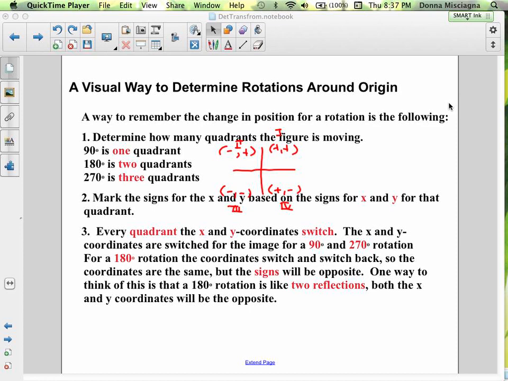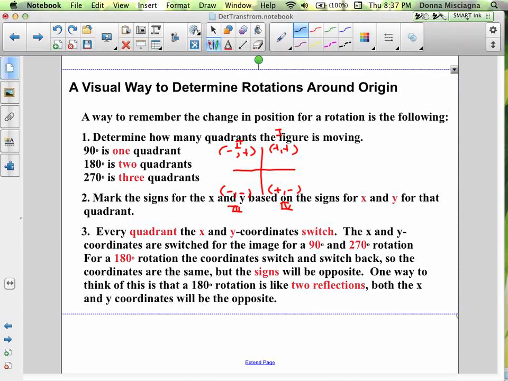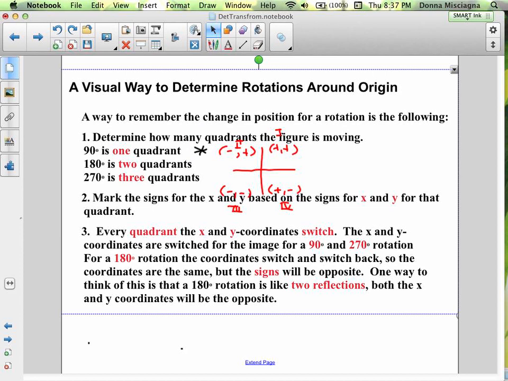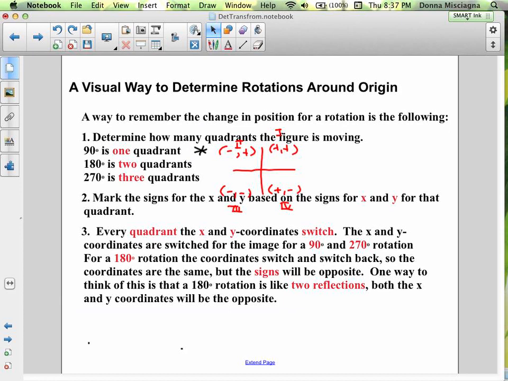Notice here our quadrants, if you notice my little tiny sketch of a little coordinate plane. It has the signs there. In the first quadrant, everything is positive. In the second quadrant, the x values are negative, but the y values are positive. In the third quadrant, everything is negative. And in the fourth quadrant, the x values are positive and the y values are negative.